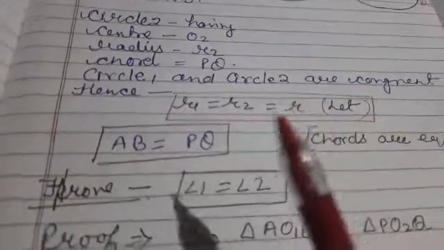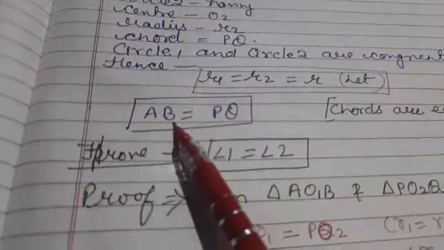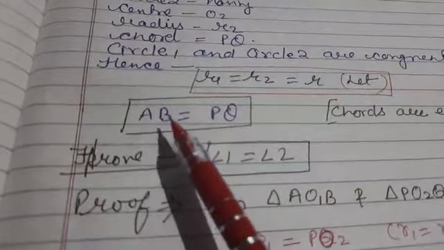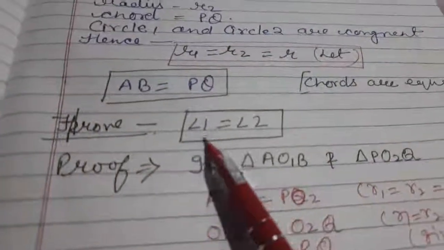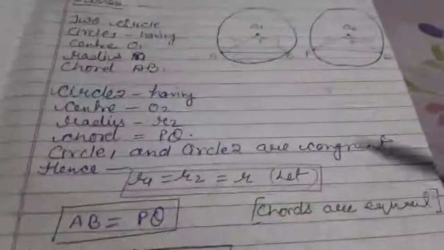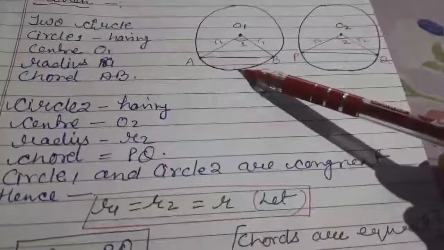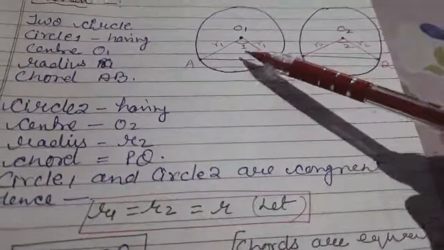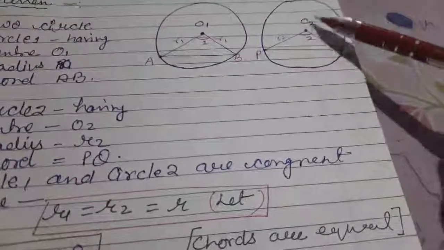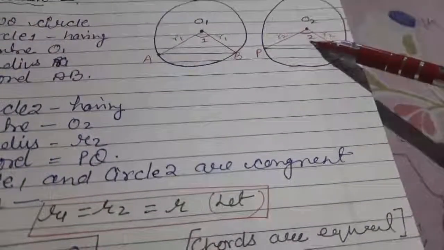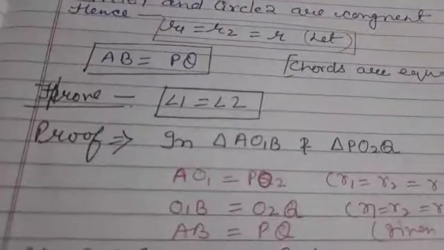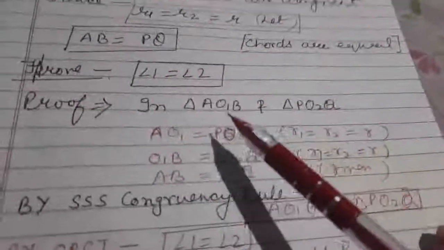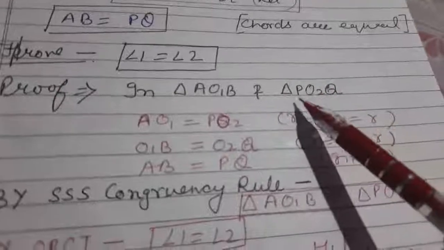Both the radii are equal and chord AB is equal to PQ. It is also given to us. Now we have to prove angle 1 is equal to angle 2. We have to prove that the angle subtended by AB at O1, angle 1, and by PQ at O2, angle 2, are equal. That means we have to prove the chords subtend equal angles at their centers. So we are taking triangles AO1B and PO2Q.